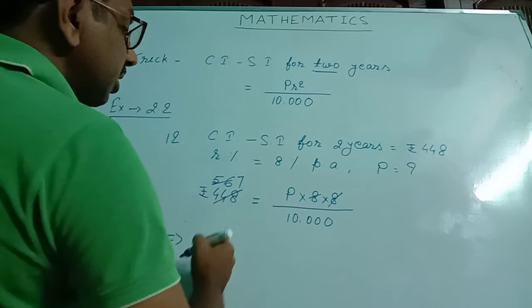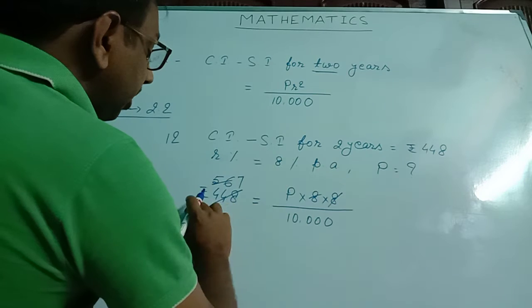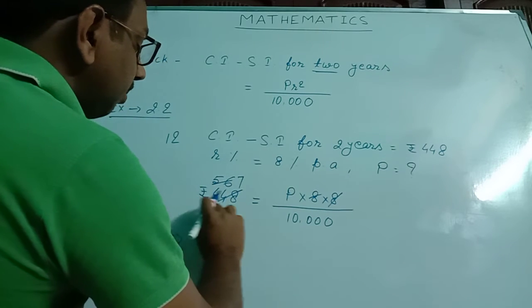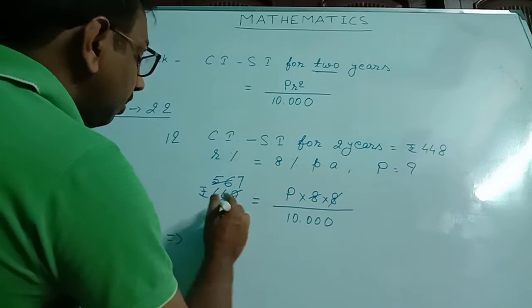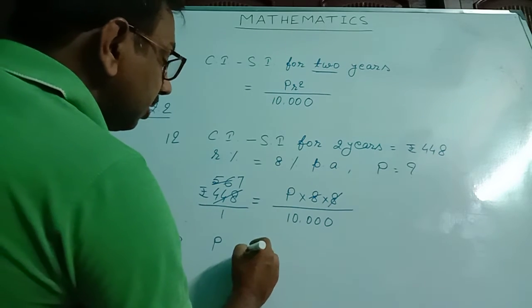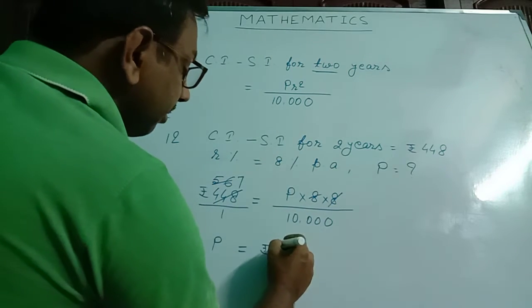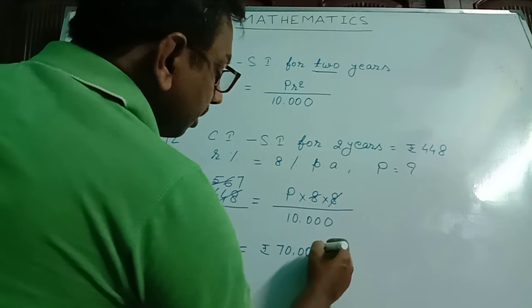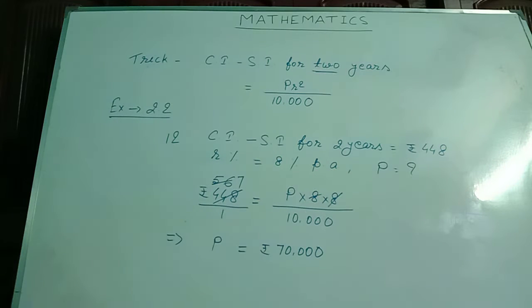8 7s are 56. So now we do cross multiplication. Here the denominator is 1. The denominator of this rupees is 1. By cross multiplication we are getting P into 1, which I gave here for your understanding, equal to P, and that is equal to these two multiplied in cross multiplication: 10 7s are 70,000. In 2 steps we got the value of P. We'll see more questions.